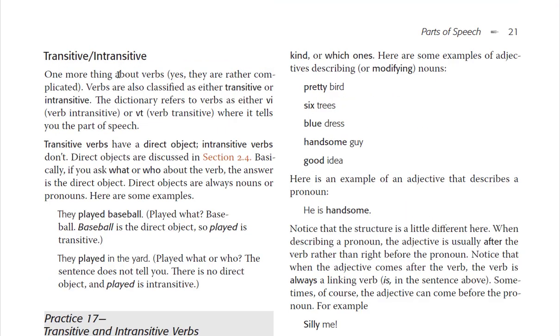Transitive and intransitive. That means there are two kinds of verbs. Verbs can be transitive or intransitive. Transitive verbs have a direct object. Intransitive verbs do not have a direct object. And so what is a direct object? A direct object is usually the noun right after the verb. Okay? They played baseball. Played. So if I just say they played what? Therefore, played is a transitive verb because it requires you to put a direct object.